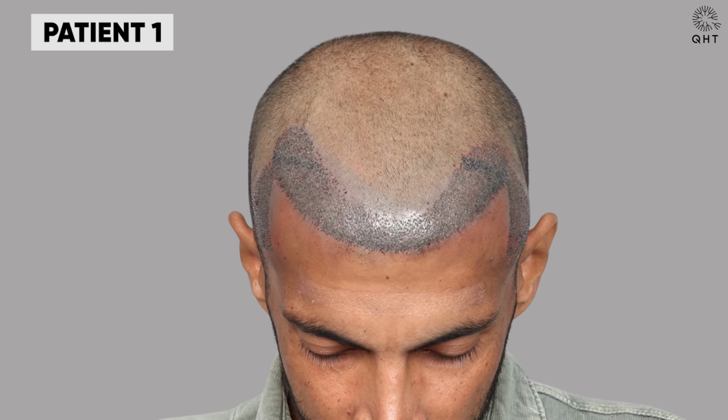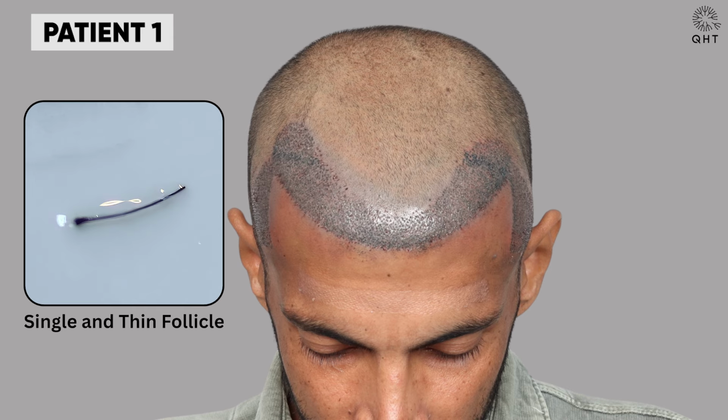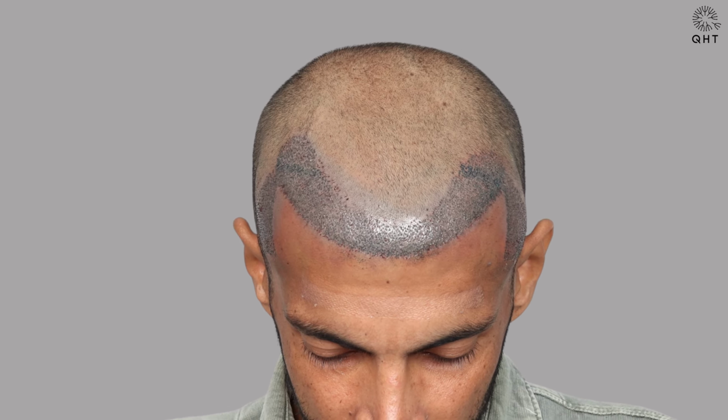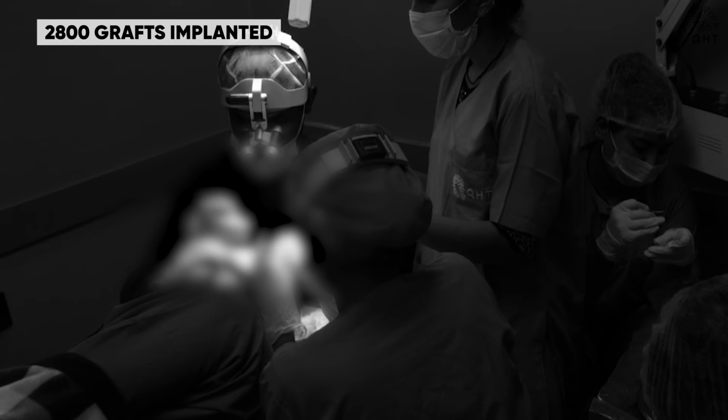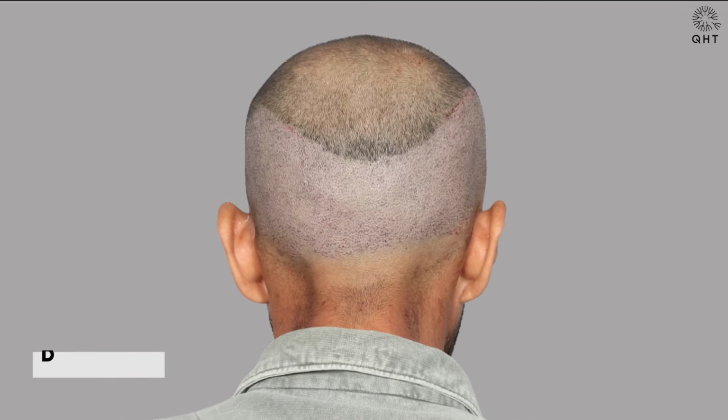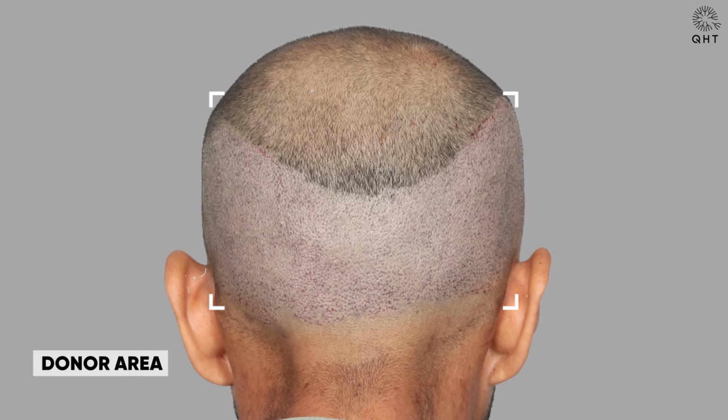For patient 1, single and thin follicles were implanted in the hairline and temple zones to create a soft and natural look. To add density in the frontal area, double and triple follicles were implanted. A total of 2,800 grafts were used, all safely extracted from his donor area.